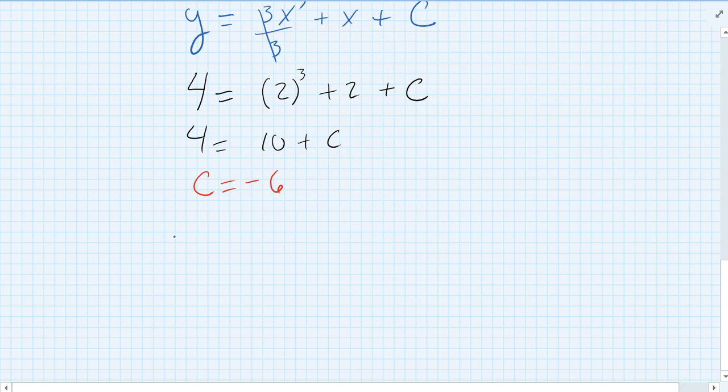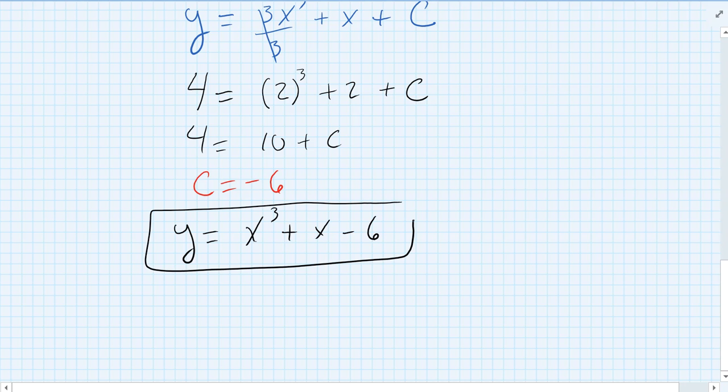So what does that mean? That means that y is equal to x cubed plus x minus 6. Is that my particular solution? And I'm done. Yes.